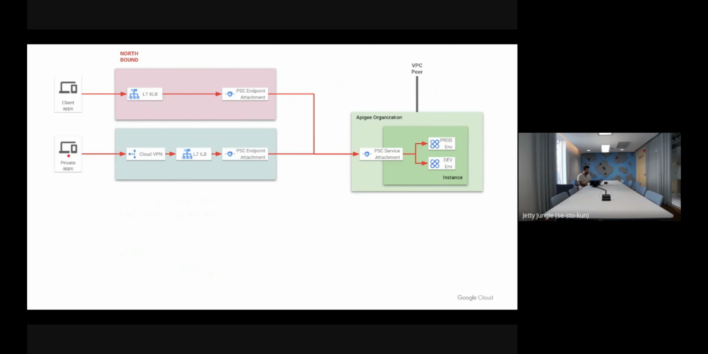If we look at the internal applications connecting to Apigee, in this case you would again have a Cloud VPN with a layer 7 load balancer, in this case an internal load balancer, and again a Private Service Connect between this project and Apigee. So you can see you have many-to-one connectivity, and you can have multiple front ends in multiple different projects connecting to Apigee.